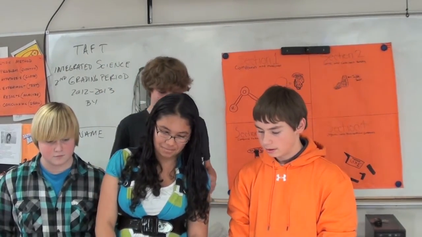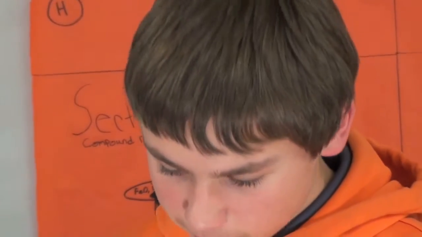Our presentation is on Chapter 6, the structure of matter. Section 1, Compounds and Molecules. Chemical bonds. A chemical compound is made of two or more elements that are chemically combined.